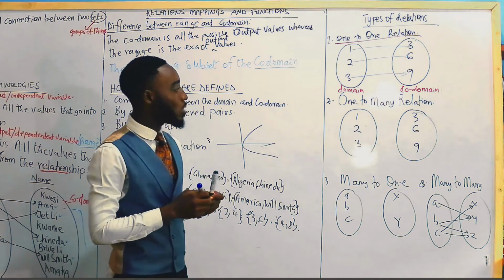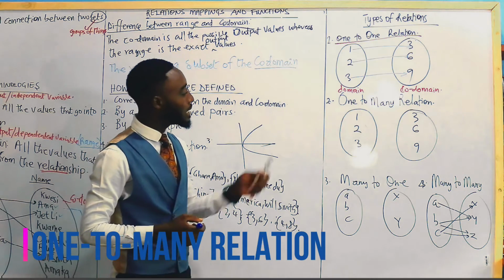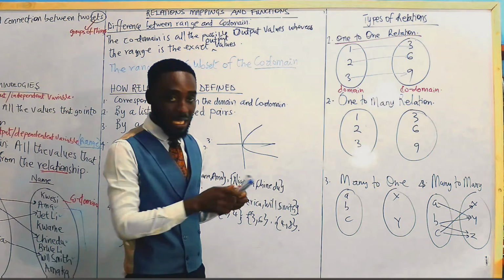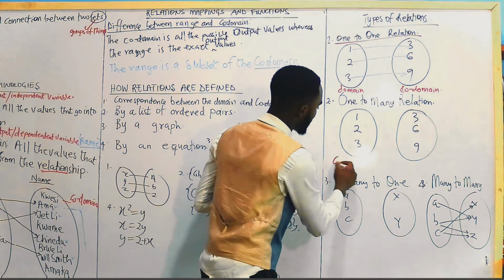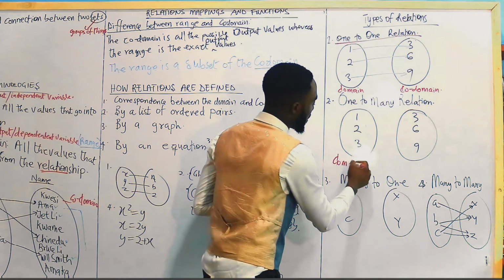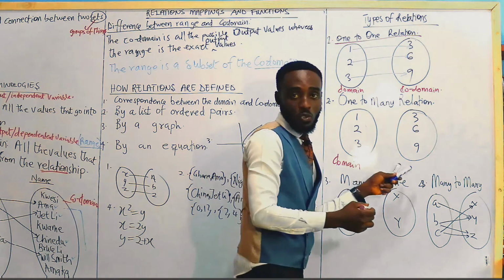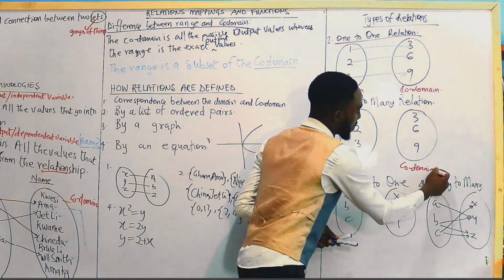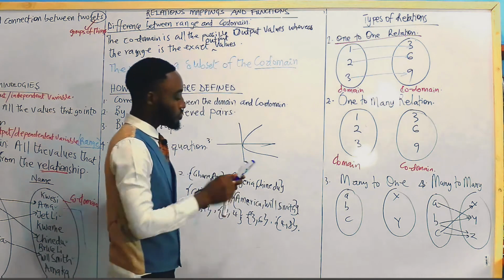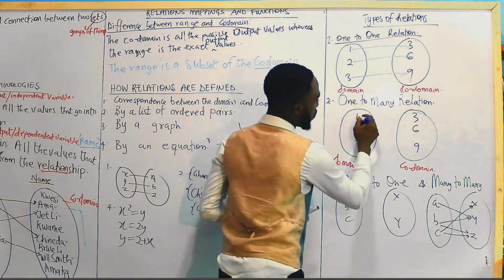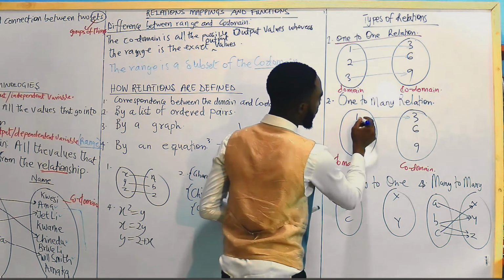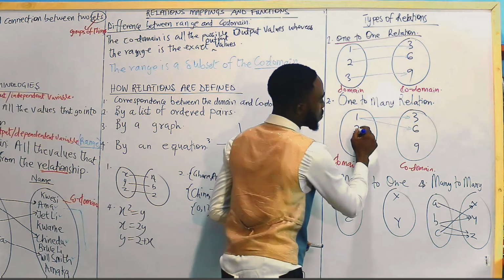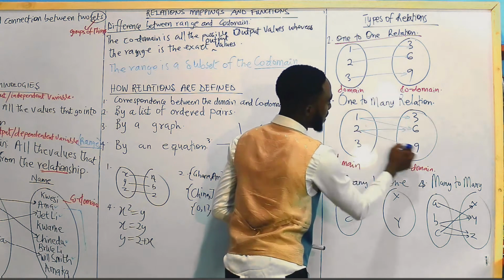The next one is the one-to-many relation. In this case, one value in the domain has the probability of mapping to more than one value in the codomain. So let's say 1 goes to 3 and this same 1 goes to 6. So one to many. Or let's say 2 goes to 6 and this same 2 goes to 9.